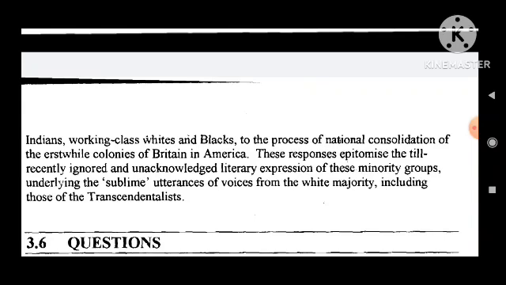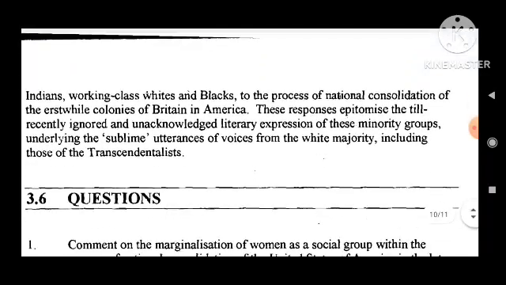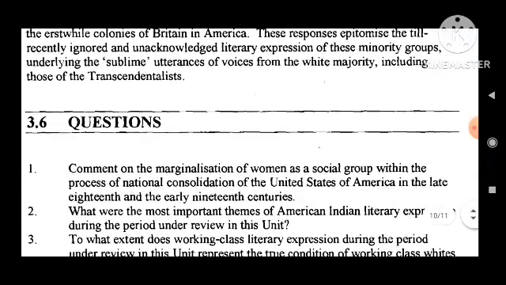Okay, so in this unit you can symbolize just one thing: the white men were more privileged than black men. Okay, so here it is the main key points, that is the sublime utterances of voices from the white majority, including those of the transcendentalists. Okay, here is the question.